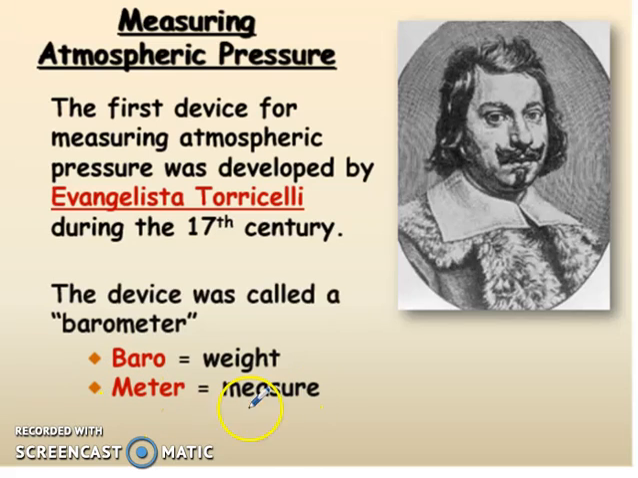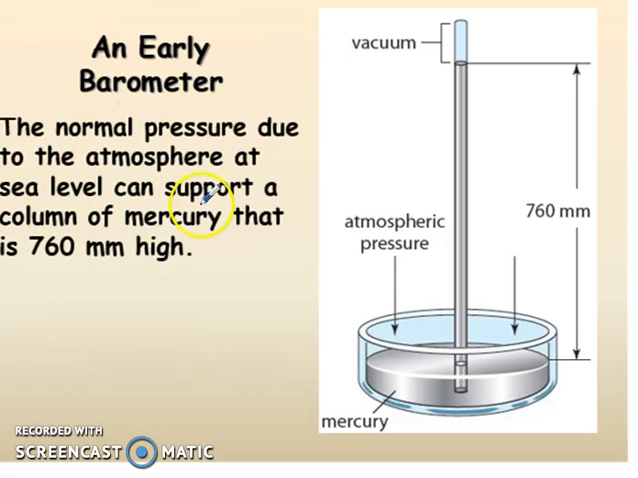So meter obviously means to measure, right? And then the baro portion means weight. So it's a measurement of the weight of air on the surface of the earth. The first barometer, how they actually did this, is literally with liquid mercury. So this is actually where the millimeters of mercury unit began. It was the first unit of pressure that was ever recorded.